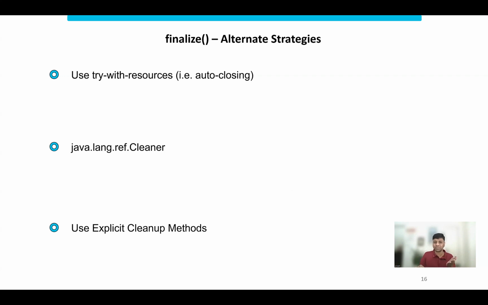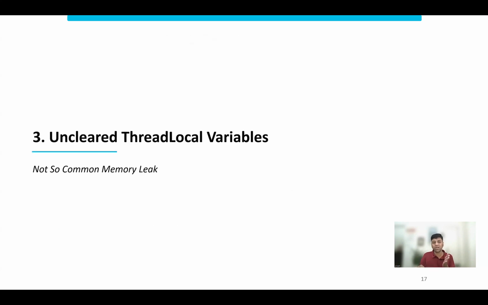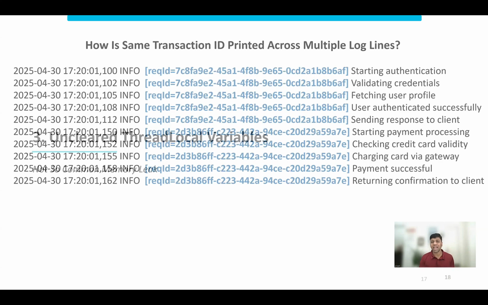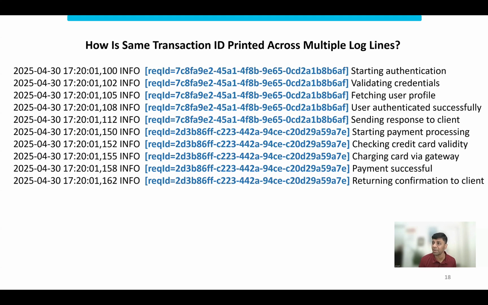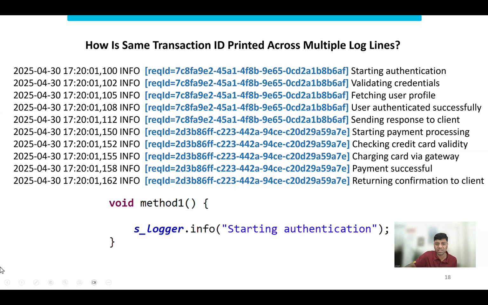Okay. Now I'm moving on to our third not-so-common memory leak scenario, which is uncleared thread local variables. See, friends, what is a thread local variable? Have you seen this in your application logs? In our application log, as a developer, we write the code. We say starting the authentication. This is how I code. When I say starting the authentication, it gets printed.